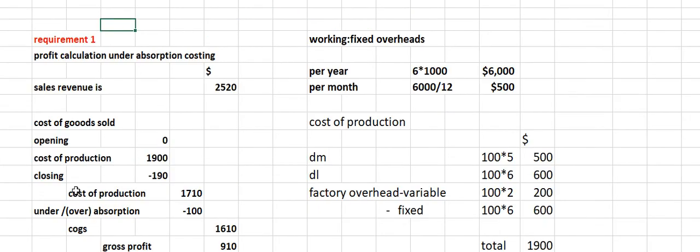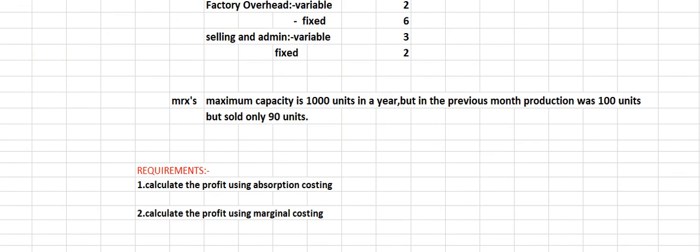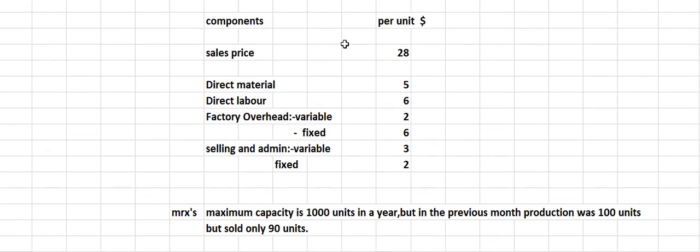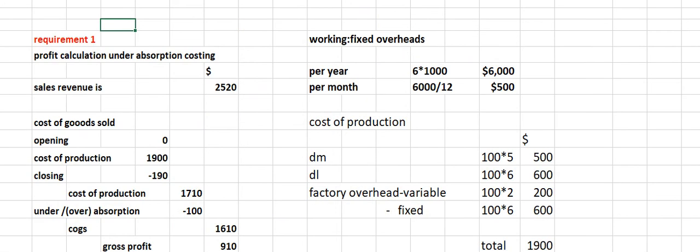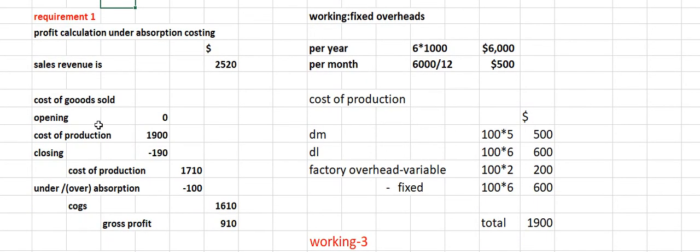Here is the solution of the first requirement. Profit calculation under absorption costing. So total sales revenue is 2520, because the number of units sold is 90 and the per unit sales price is $28. That is why total sales revenue is 2520. So we have to deduct cost of goods sold from sales revenue to get gross profit. So here is the cost of goods sold working.